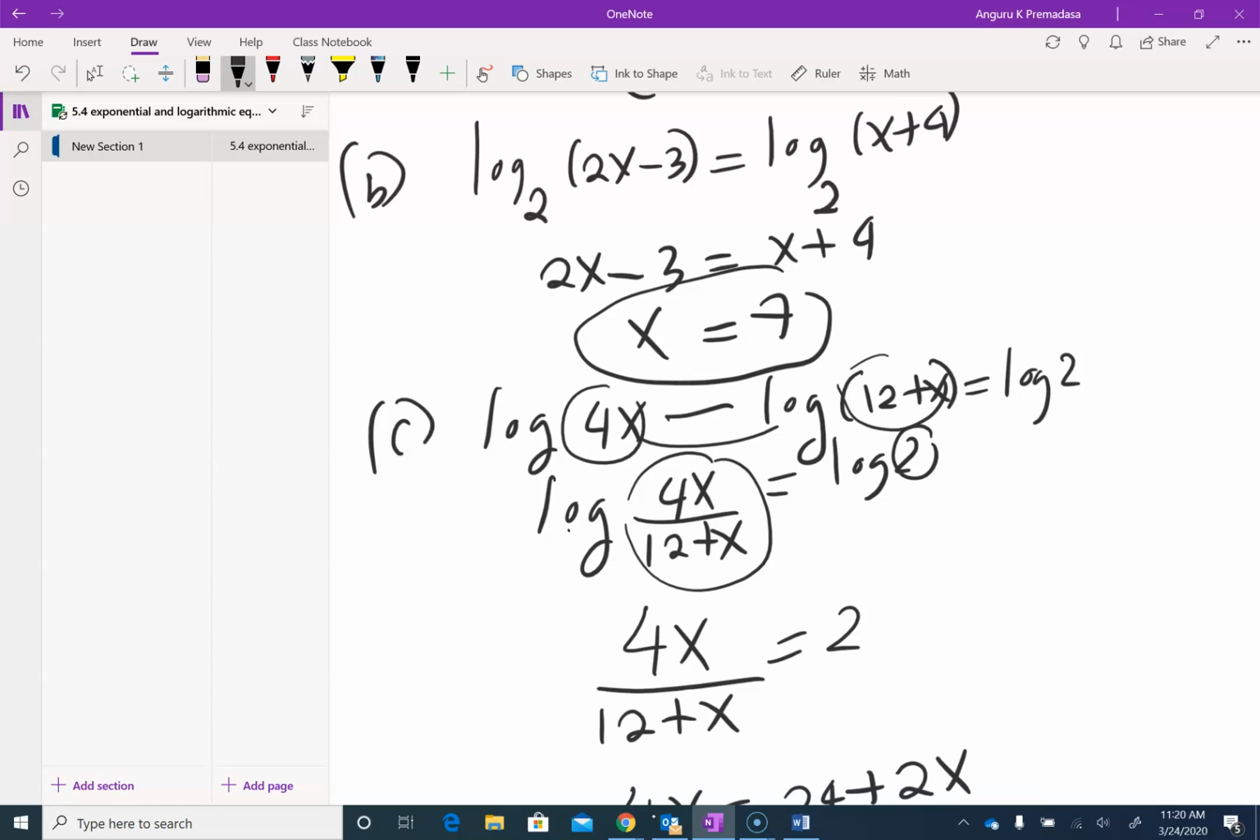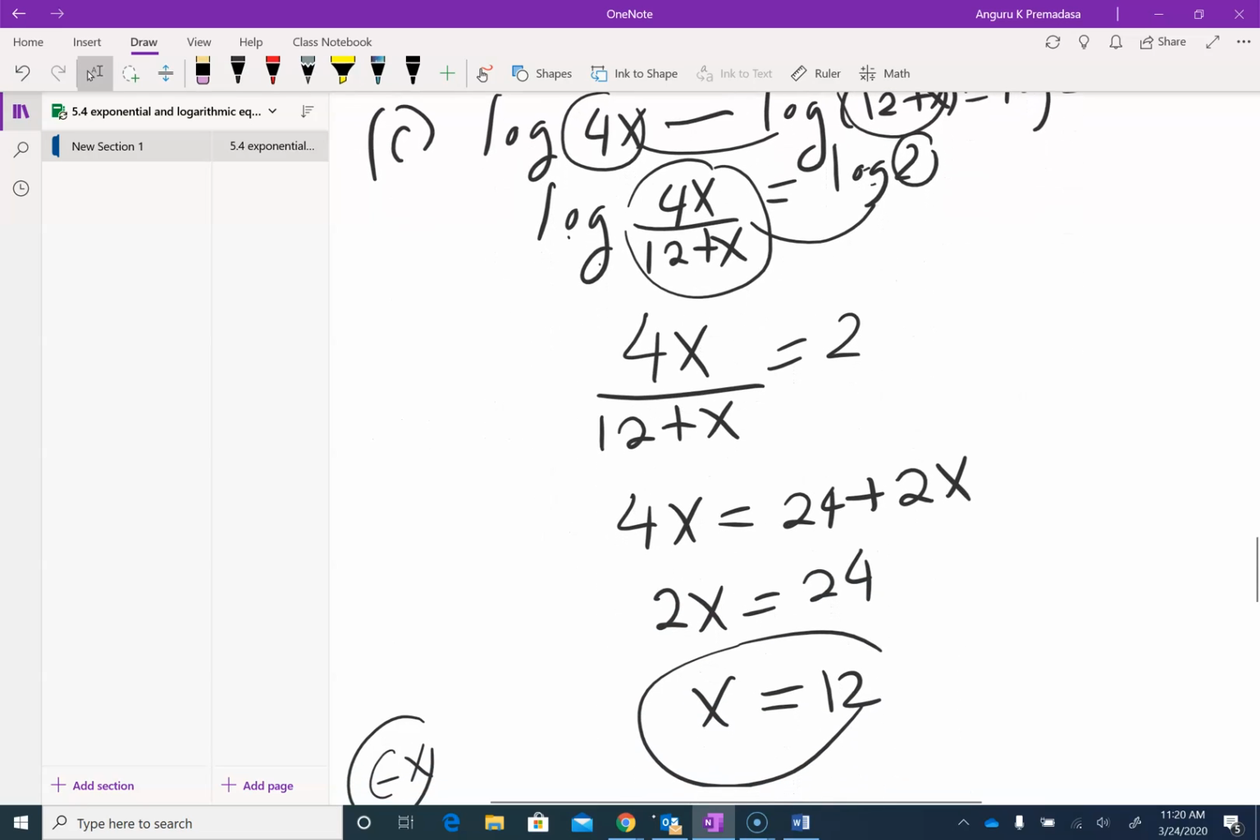But now we have log with the same base, so we can set them equal. So we put 4x over 12 plus x equals 2. Then we solve this by taking the LCD and multiplying both sides by that. So 4x equals 2 times 12 plus x.